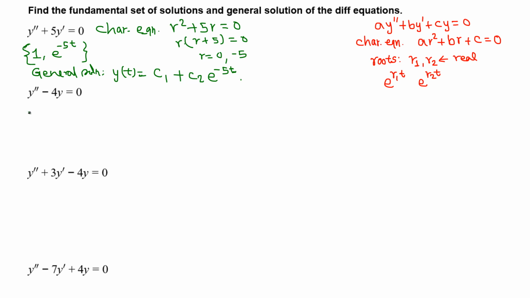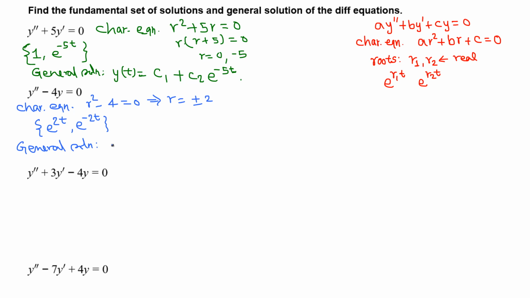Similarly, for the second, let's find the characteristic equation, which happens to be r squared minus, there is no y prime term, just y, so r squared minus 4 equals 0. Let's solve for r. So r equals plus or minus 2. That means the fundamental set of solutions is e raised to 2t, e raised to negative 2t. And the general solution is C1 times the first solution plus C2 times the second solution.